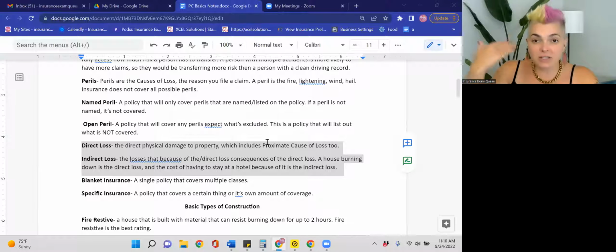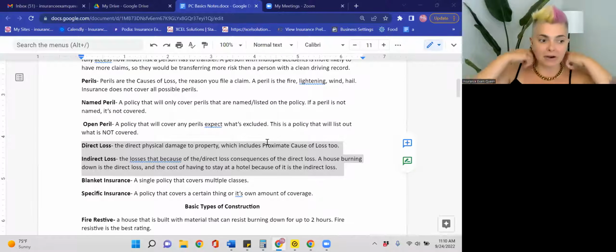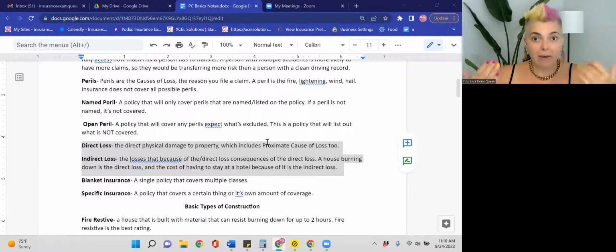So it's important to talk about indirect losses. Maybe people think, well, the house burned down, but have you thought about what you're going to do if your house does burn down? Do you know where you're going to stay? Do you have the money to stay there? I've got a policy for you, right? So you want to be able to talk about these things.